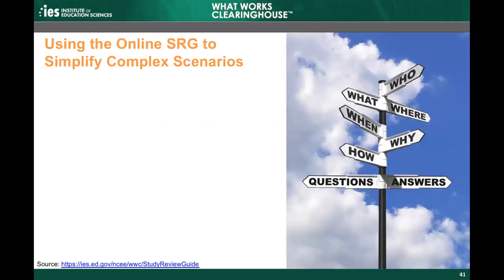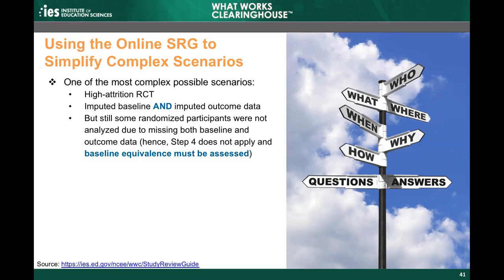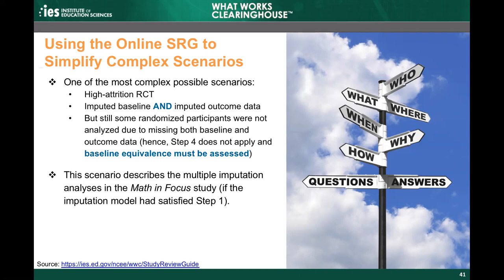So this is a lot of information, but again, I want to go back to the online SRG can help you simplify these complex scenarios. So let's consider perhaps one of the most complex scenarios, which is a high attrition RCT that involves imputing both baseline and imputing outcome data but still some randomized participants were not included in analysis. And so therefore step four does not apply and baseline equivalence still must be assessed.